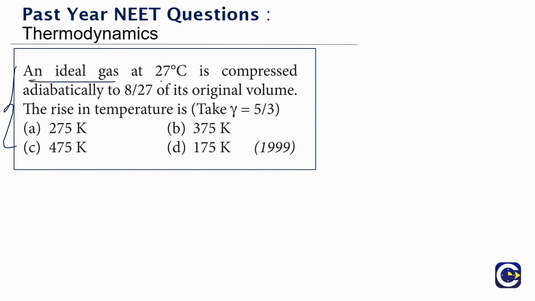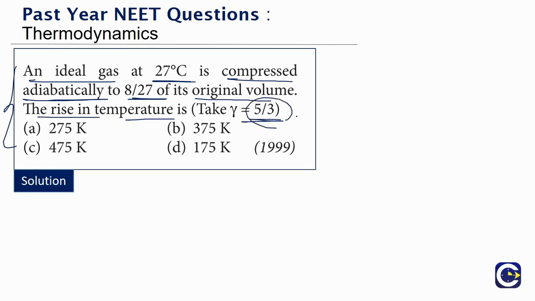An ideal gas at 27 degrees Celsius is compressed adiabatically to 8 by 27 of its original volume. The rise in temperature is, they are even giving us what is the gamma value. So here we have to look at what? The relation between temperature and volume.